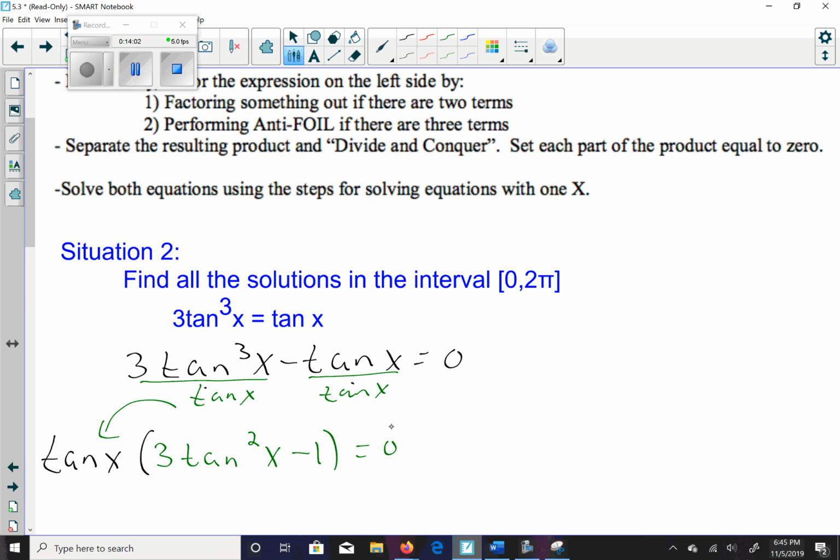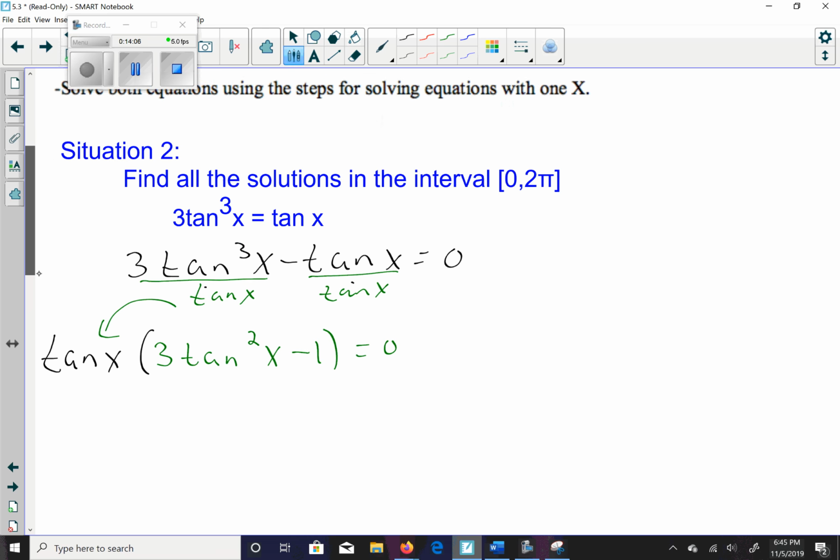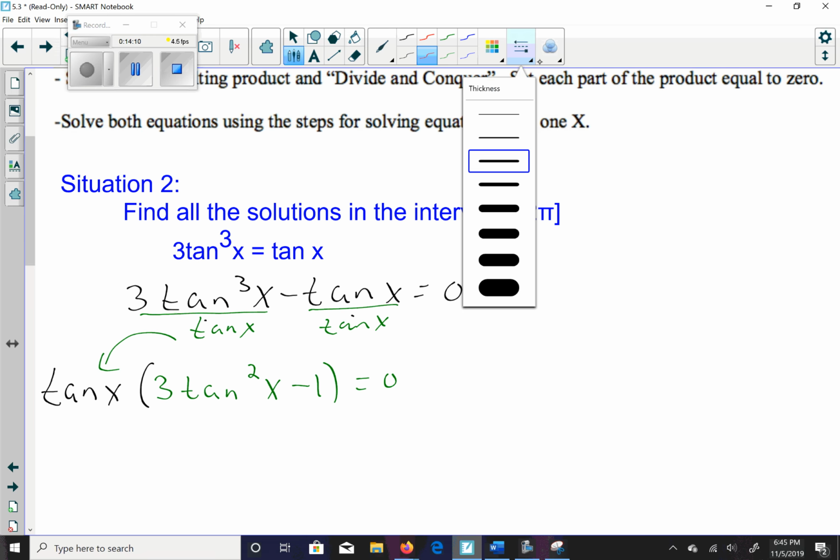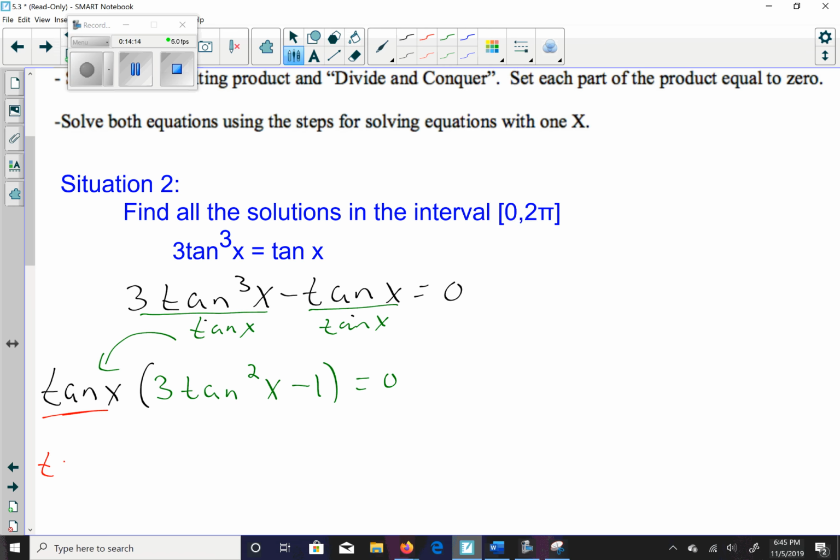Now I have two things multiplied by each other equal to 0. So I'm going to use, I don't know if you remember it, the zero product property, which means I'm going to set each factor equal to 0. So I'm going to set tangent of x equal to 0, and then 3 tangent squared x minus 1 equal to 0. For this one, all I'm going to have to do is list when the tangent is equal to 0.